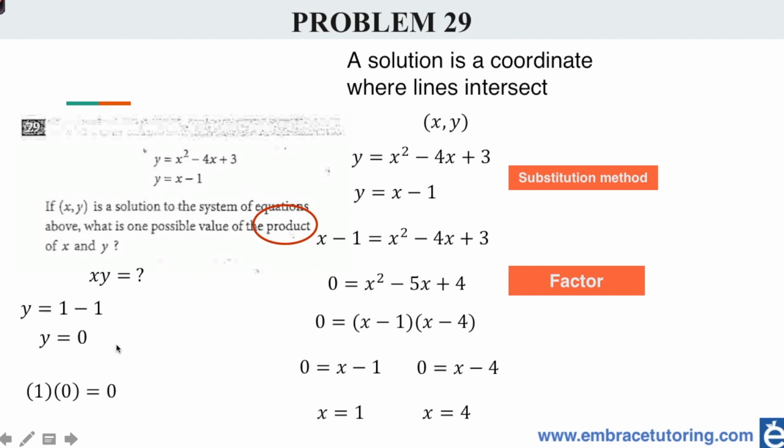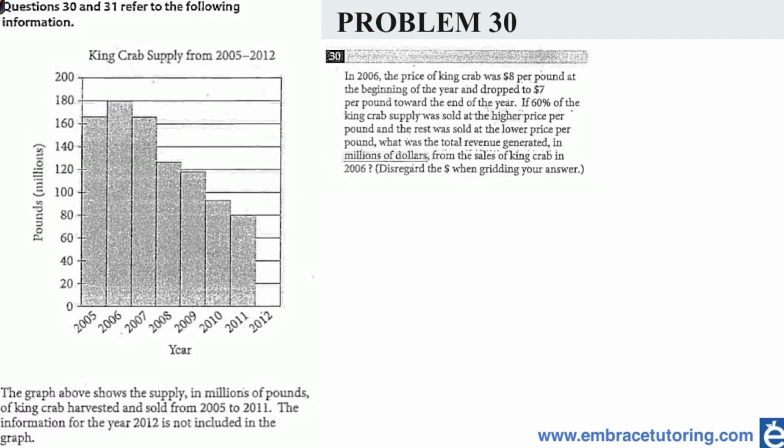So I like the fact that given the product, I'm going to generally choose 0 as my answer for number 29. Okay, problem number 30. Here I see a lot of information given. Questions 30 and 31 refer to the following information: king crab supply, years, pounds, and millions.